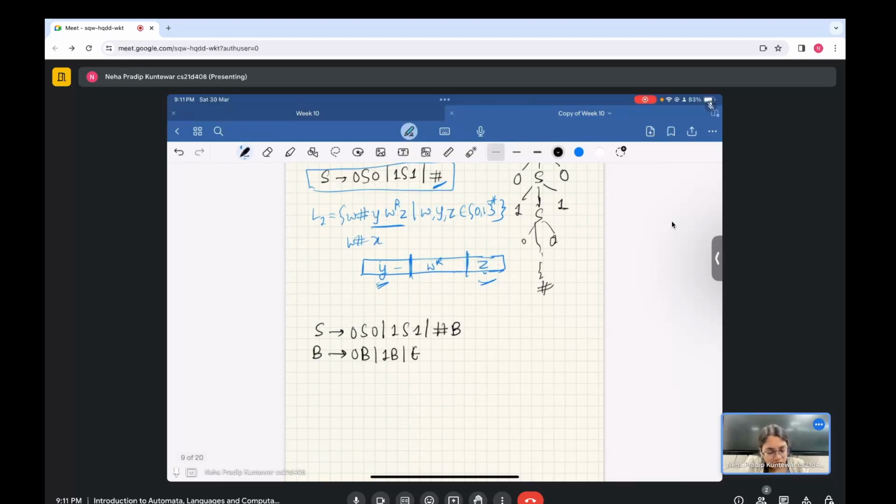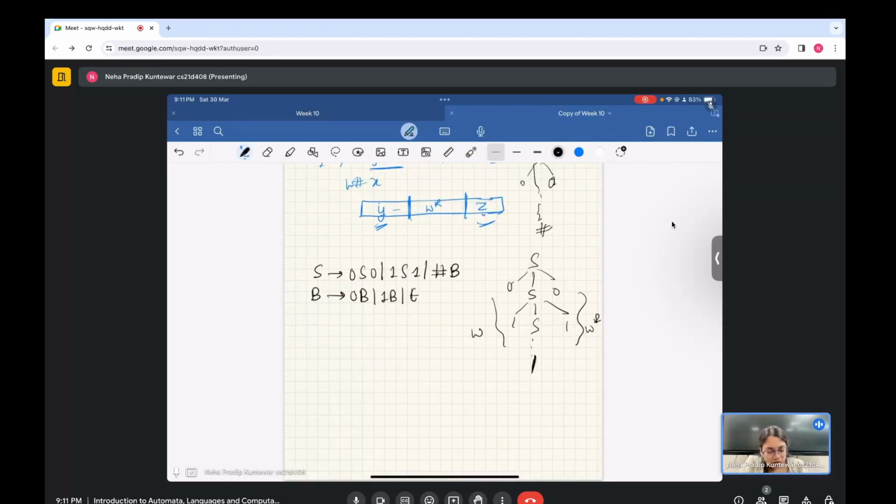So what is the language of this? S gives you 0 S 0, and let's say 1 S 1. You would have generated some string here and some string here, and if this is W, this is W reversal. Ultimately this S is going to give us sharp B. And what does B do? B gives us some string Y over {0,1}. So the strings generated here are W sharp Y followed by W reversal, where Y is a string in {0,1}*.